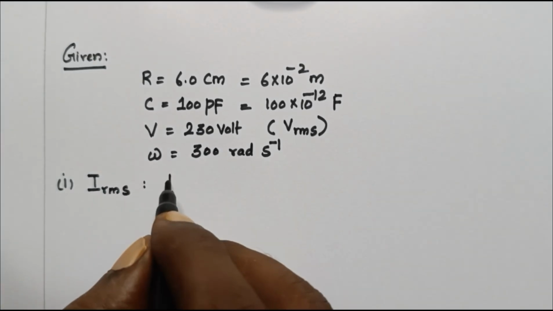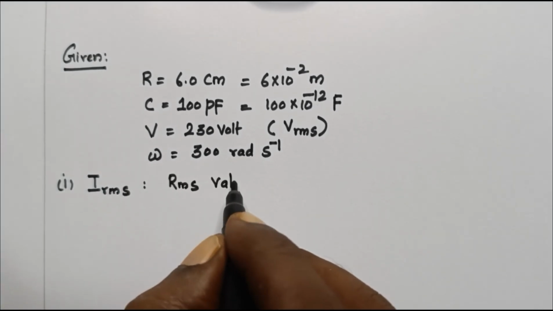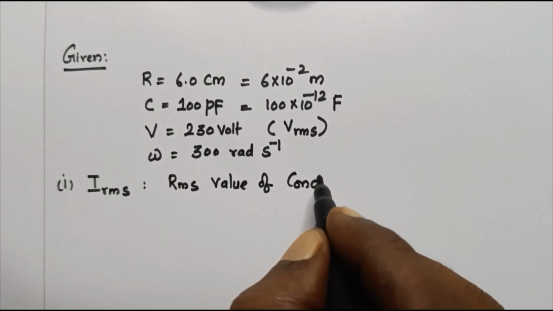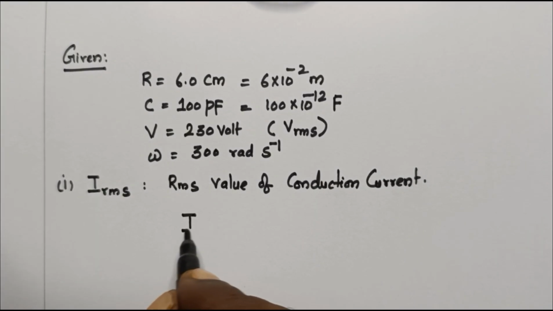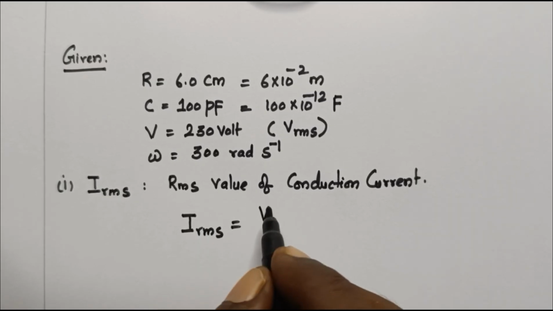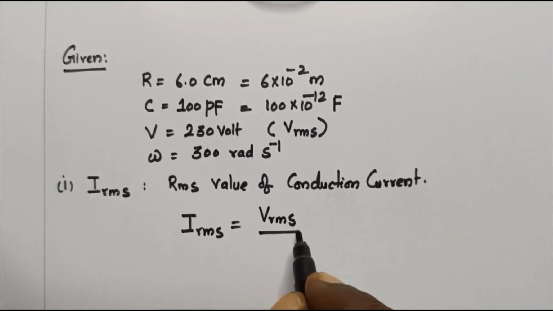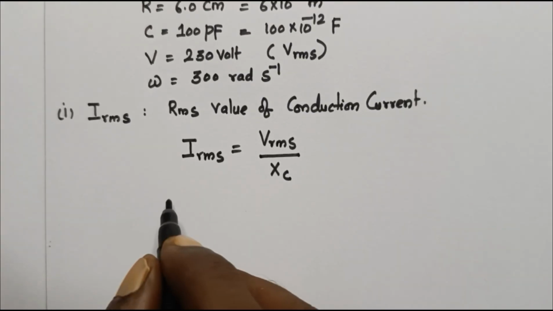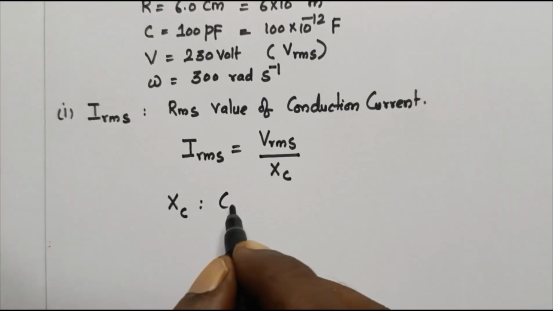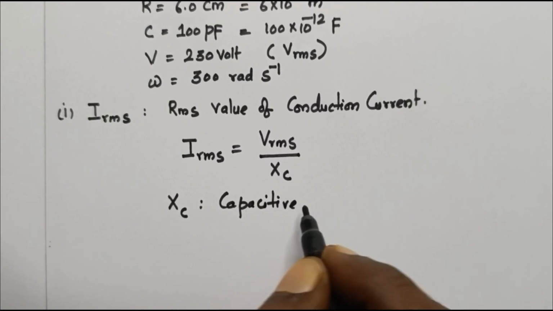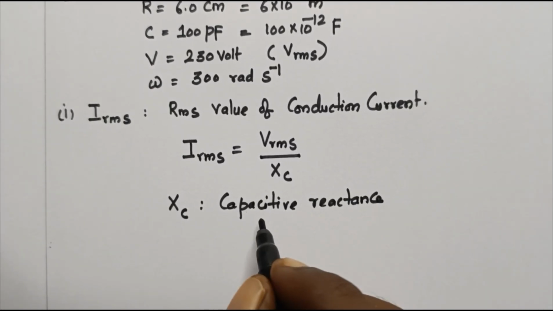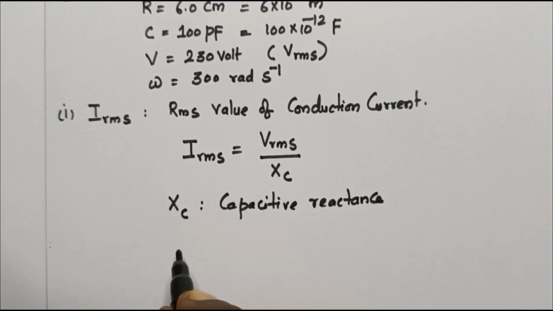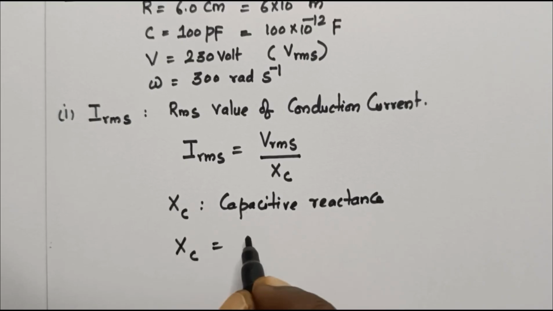So this is the RMS value of conduction current. We can write the I RMS as V RMS divided by X suffix C. Here X suffix C is the capacitive reactance, which is also known as impedance due to the capacitor. Xc is equal to 1 by omega C.